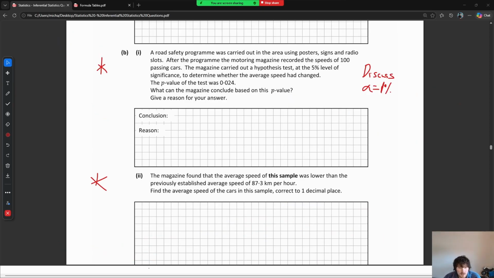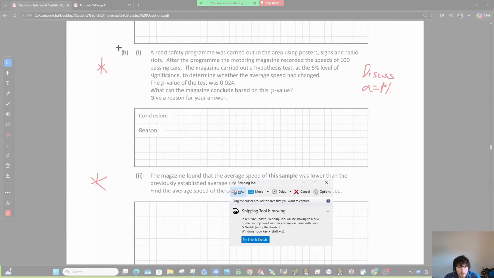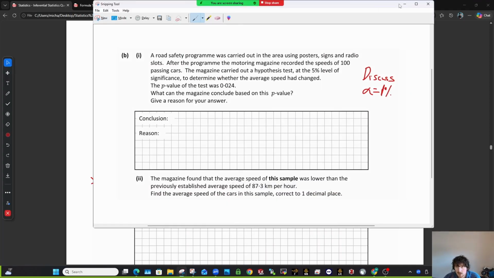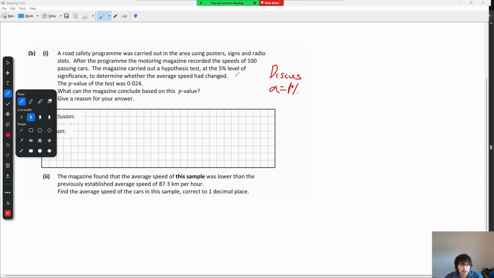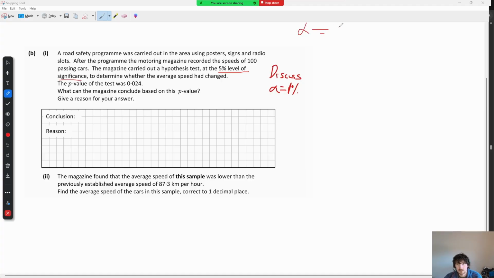Part B actually has two parts here. So we're going to get it all pulled up. I have a note here to discuss alpha equals 1%. We should all know what alpha stands for. Alpha is your level of significance. When we say 5% level of significance, that means alpha equals 5%. That's the standard symbol, alpha, level of significance. This is a p-value discussion again. I've spoken about p-values quite a bit in the previous parts of these videos.